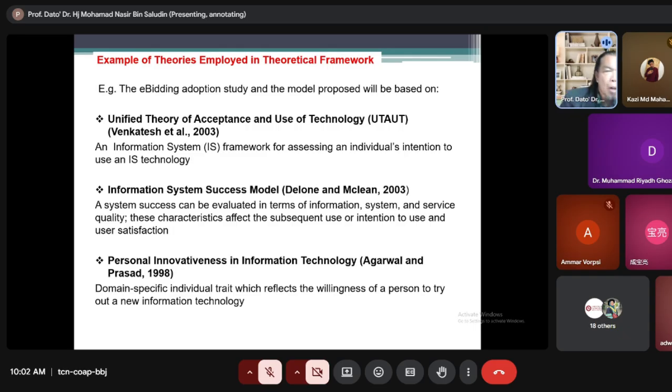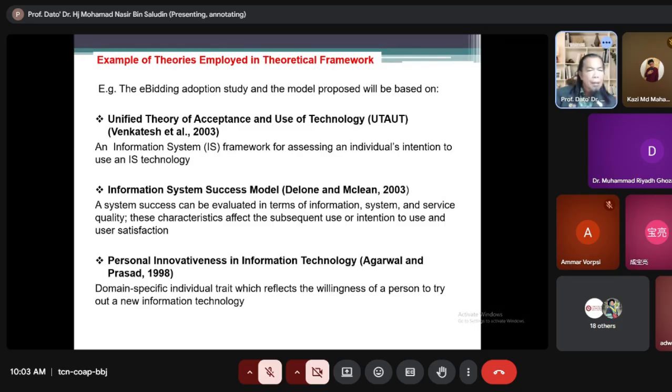Example of the theory employed in the theoretical framework. The e-bidding adoption study and the model proposed will be based on, number one, the Unified Theory of Acceptance and Use of Technology, UTAUT, proposed by Venkatesh in 2003, and the information system framework for assessing an individual's intention to use an IS technology.